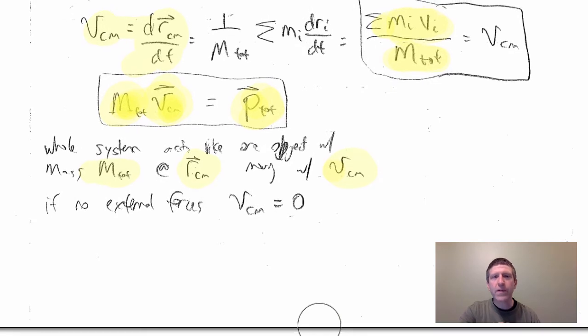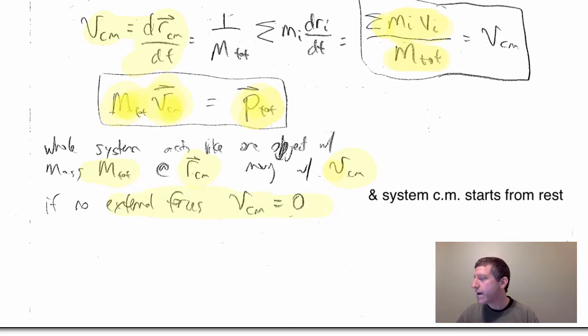Now, very importantly, if there are no external forces on an object, this must be true, I should write this down here, and the center of mass of the system starts at rest. As long as there are no external forces, if that object starts from rest and its center of mass starts from rest, no matter what the individual particles in the system do, the velocity of the center of mass will remain zero.